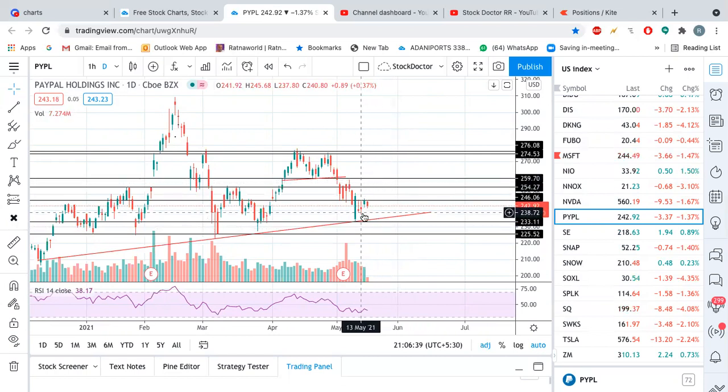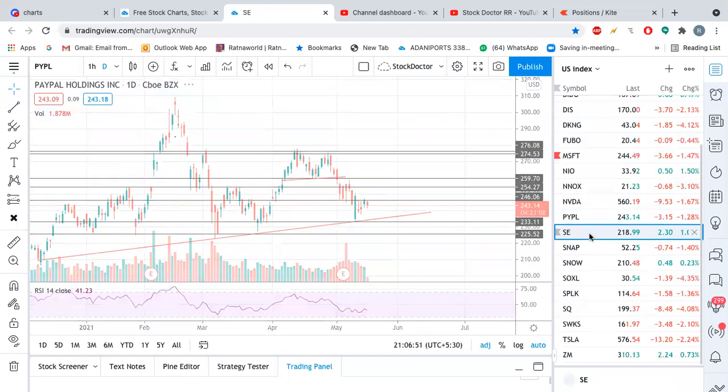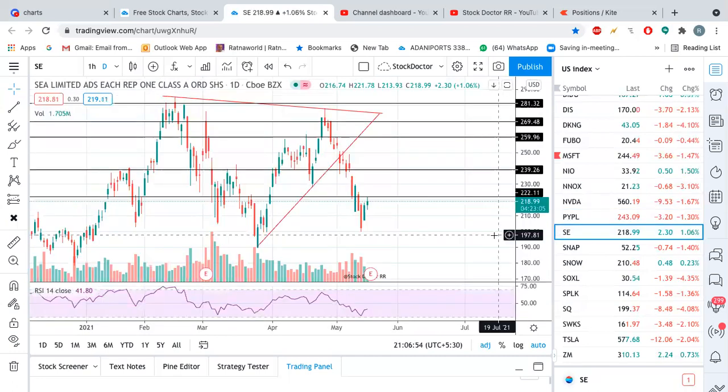So at this point of time, the price action is saying that there should not be any trade. But yes, if it comes towards the zone of 233 and 225, there can be a buying opportunity in PayPal. The next stock is SE.